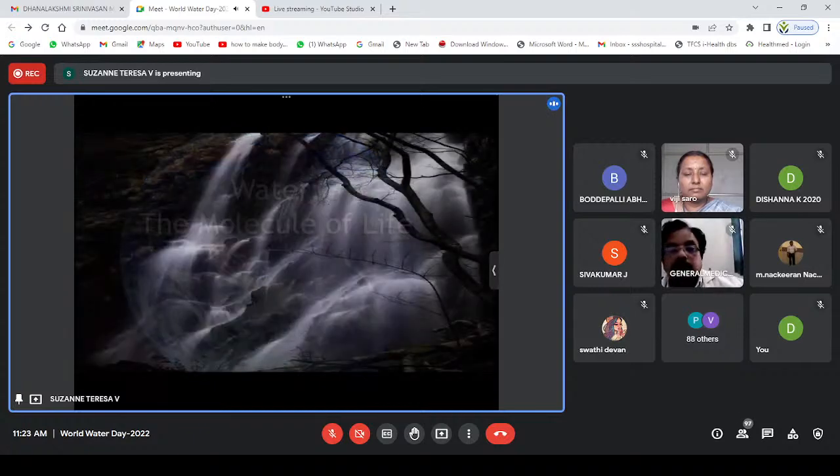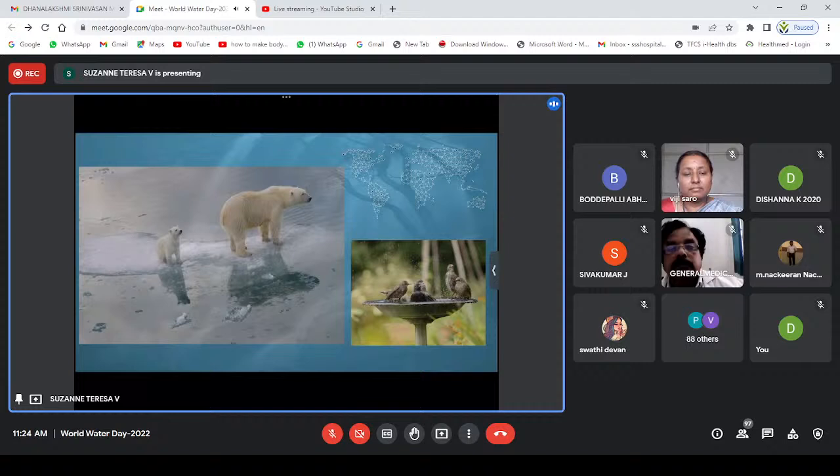Water is directly and indirectly linked with our survival. One could no longer live without water for more than 3 days. The earth's activities, the life of plants and animals, are dependent on water. 76% of a human is water.